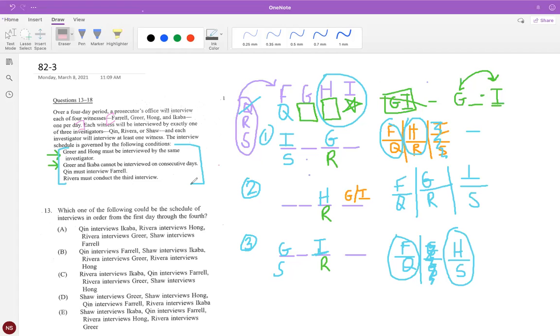So how I handle it is, my first rule is G and H must be interviewed by the same person. I then go through and read all 5 answer choices and see if G and H are being interviewed by the same person. Then I cross them off and move on. I do it this way because I sometimes misread rules, so I like double checking that I read it correctly. Does that make sense? Yeah.